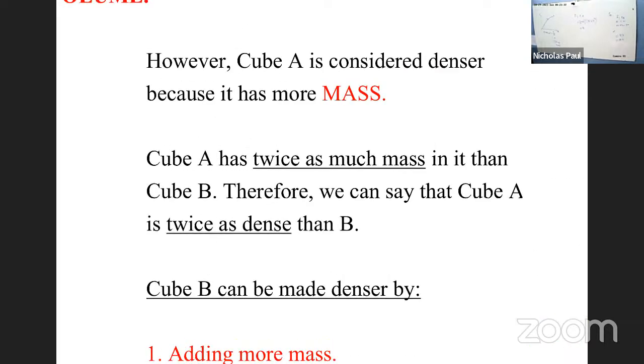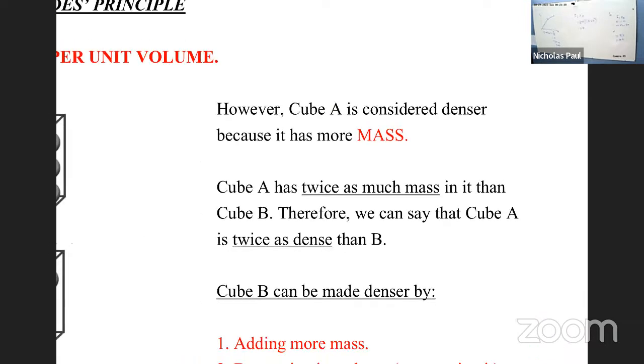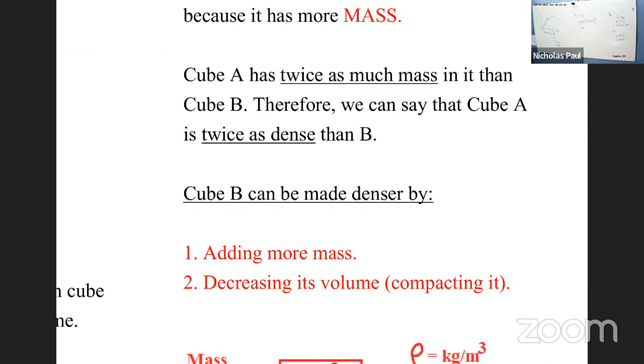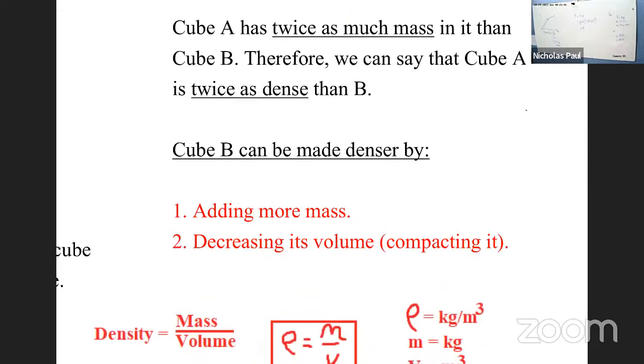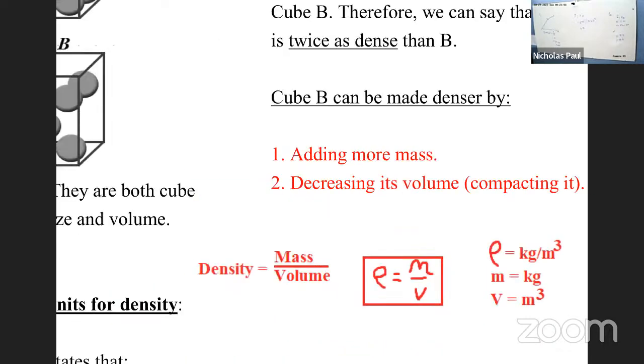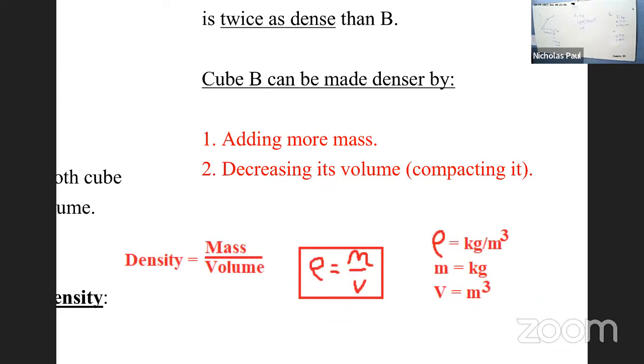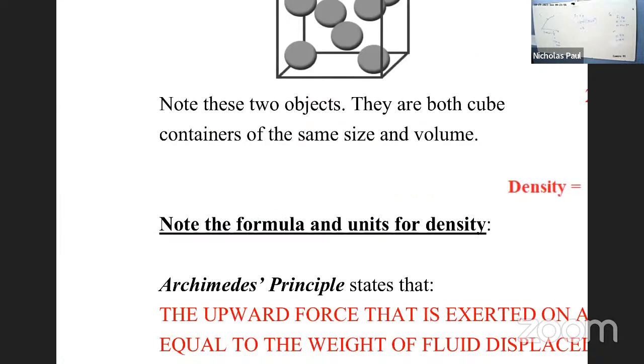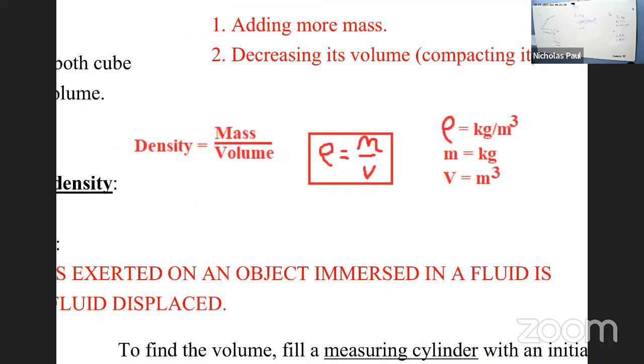So if you look at cube A and cube B, cube A is denser because it has more mass. Cube A has twice as much mass as cube B, therefore we say that cube A is twice as dense as cube B. An object can be made denser by adding more mass or decreasing the volume. This is the formula for density, mass over volume. The symbol is that funny looking little p, and it's called rho.